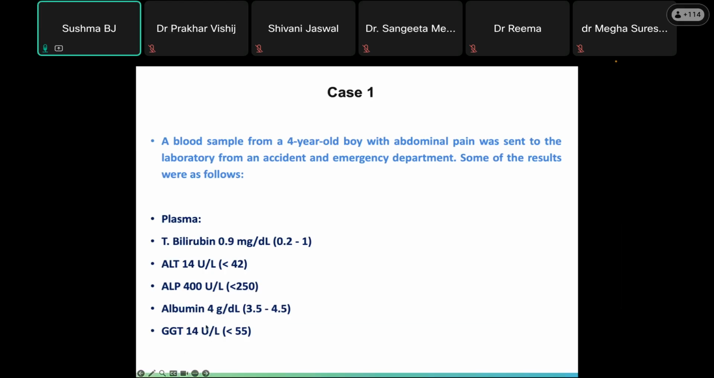So almost all the parameters are within the normal limits, but the ALP you can see is around 400, while the normal range is mentioned as less than 250. So can somebody answer or text me what would be the pre-analytical error in this case?